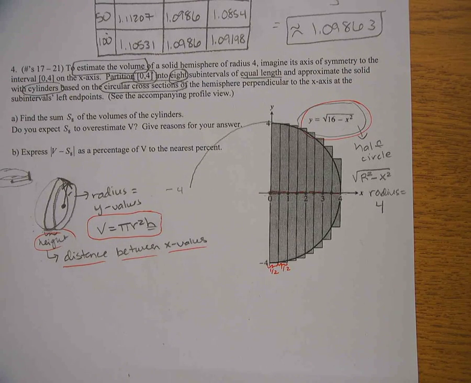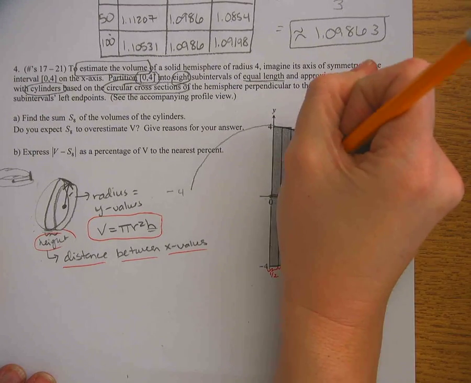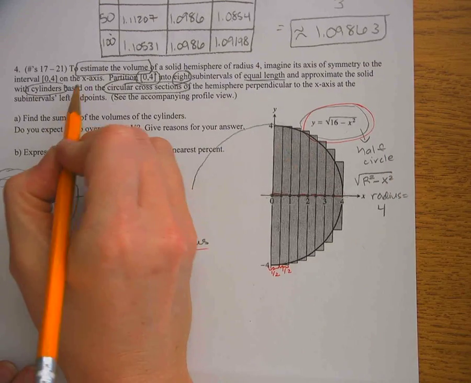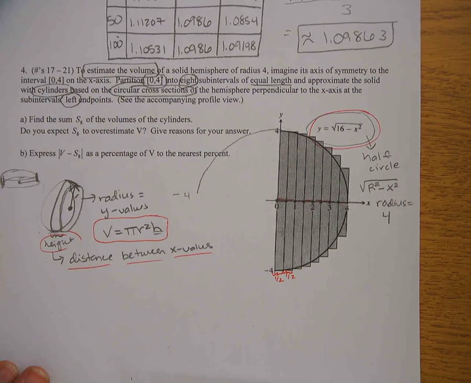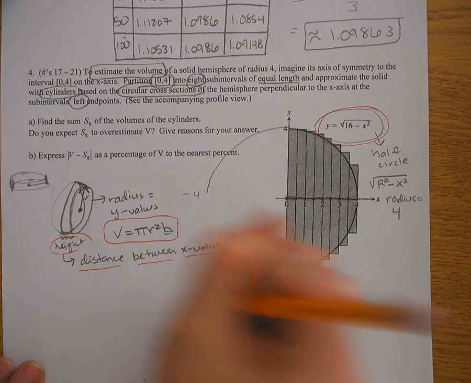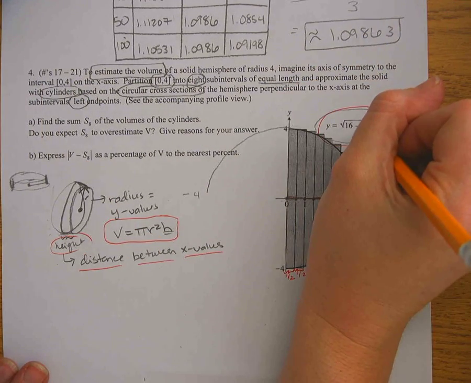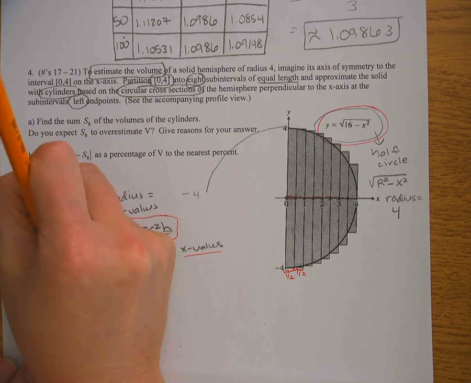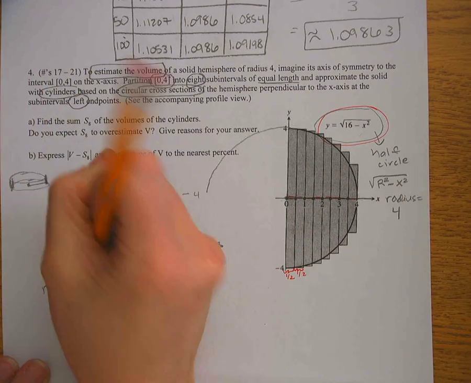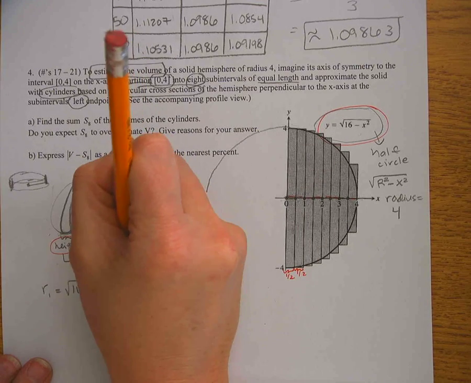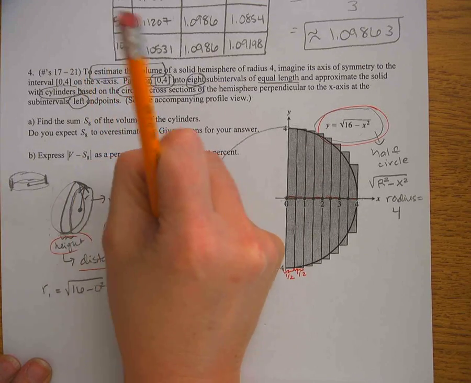Okay, so the way you find the radius, or the radii, is by taking those endpoints and plugging them into this equation. And notice this one asks specifically for left endpoints. So for the first radius, I would use 0 and plug it in there. I would get the square root of 16 minus 0 squared, and so that would be the square root of 16, which is 4.